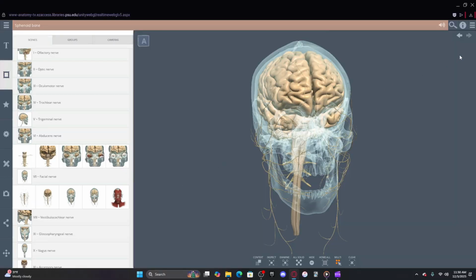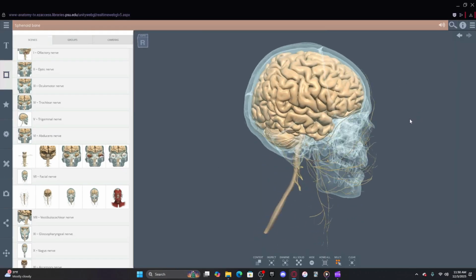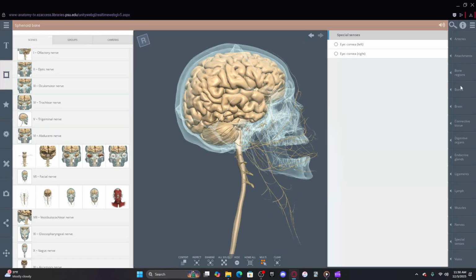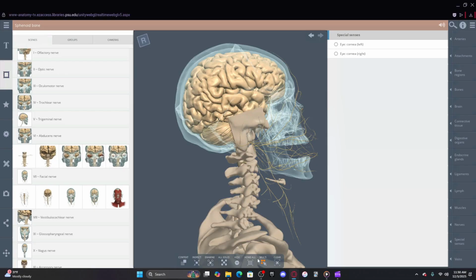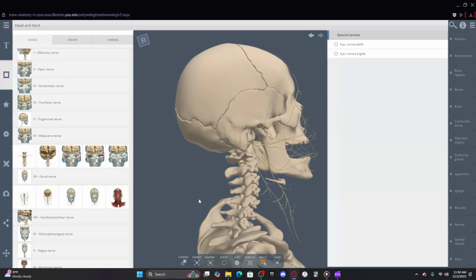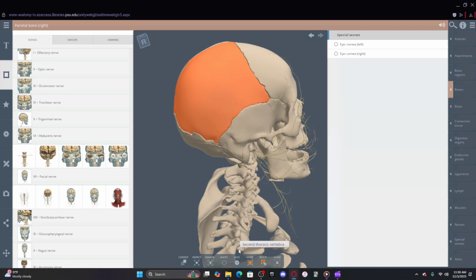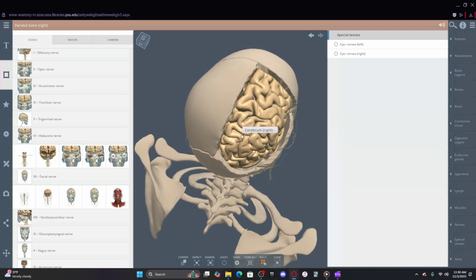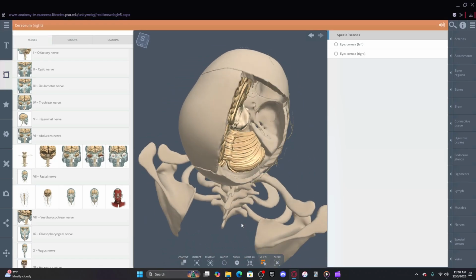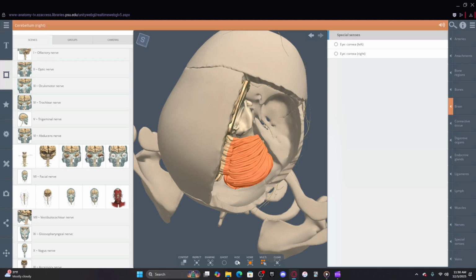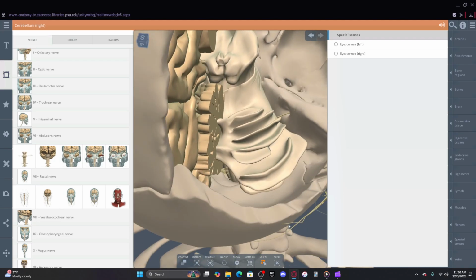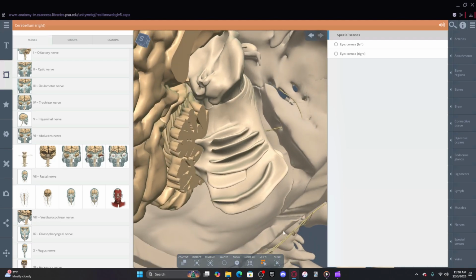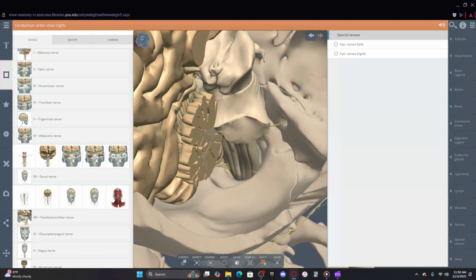So let me get all of the bones back. All solid, okay. So I'm going to need the temporal bone for this. Okay, I'm going to remove the cerebellum, and then we're going to go from there.